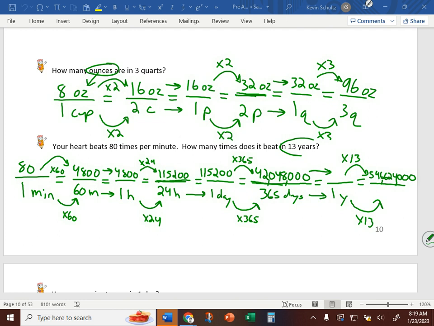546,624,000. Okay, in 13 years, which you folks are about 13 years old, right? Your heart has beaten 546 million times. That's a lot of times. That's a pretty amazing organ, isn't it?